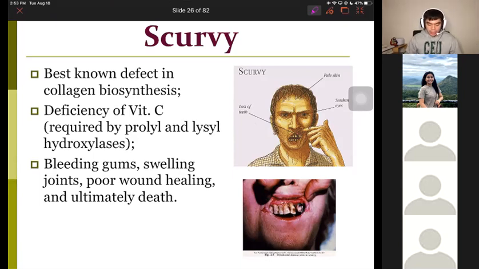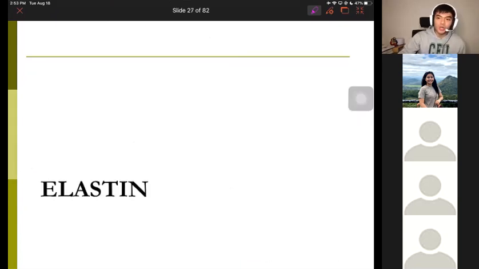So this is characterized by bleeding gums, as we said, swelling of joints, poor wound healing, and if not addressed immediately, that can cause death of a patient. So taken all together, that is the end of collagen. Remember, collagen is the first fibrous protein. Overall, do you understand collagen and the diseases related to collagen?